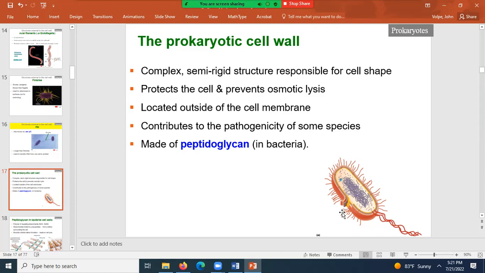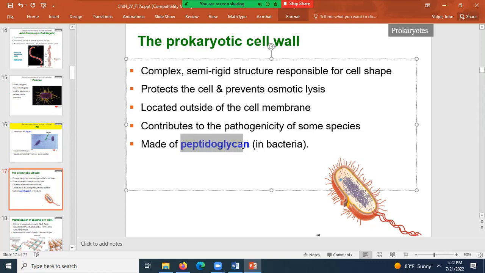The cell wall is mostly made up of peptidoglycan, at least in bacteria. In Archaea, the cell wall is not made up of peptidoglycan. And in eukaryotes, which have a cell wall, which we're not talking about, the cell wall is not made up of peptidoglycan. So peptidoglycan is only found in bacteria. That's a little bit oversimplified, but we're going to go with it for this class.